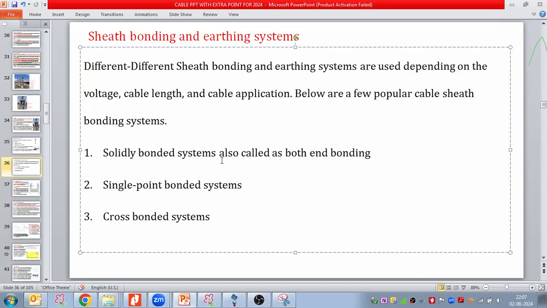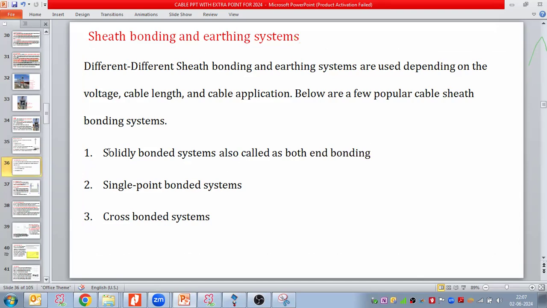Both end bonding, it is the solidly bonded system. Second is the single point bonded system, which means in a length of the cable, at only one point we will do the bonding and earthing. Another point would be open terminal. Third is the cross bonding system. So solid, single, and cross bonding system. These are the few popular cable bonding and earthing systems.